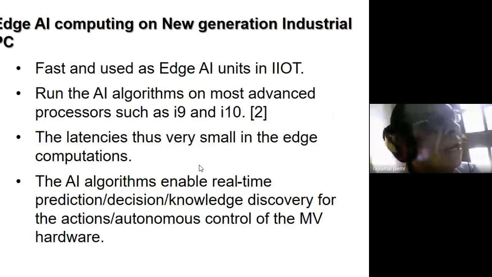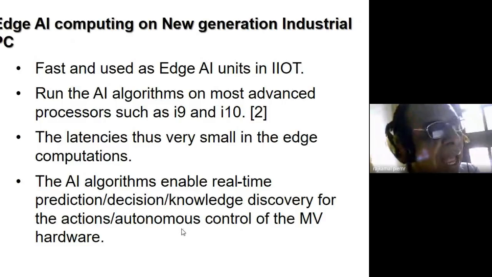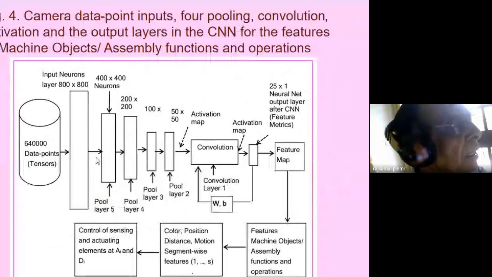Now, machine learning is fast. Then I am using the edge AI units. They will run the AI algorithms. Its latencies are small. And AI algorithms enable real-time production decisions by knowledge discovery for the actions using the machine vision hardware. Okay. Now I will come to this convolutional neural network concept.